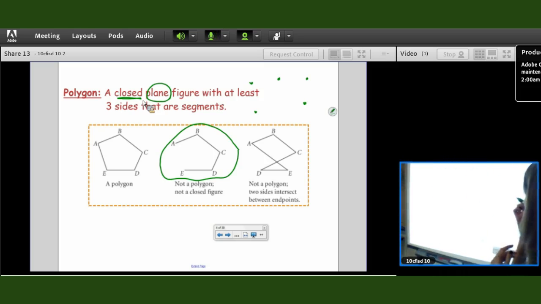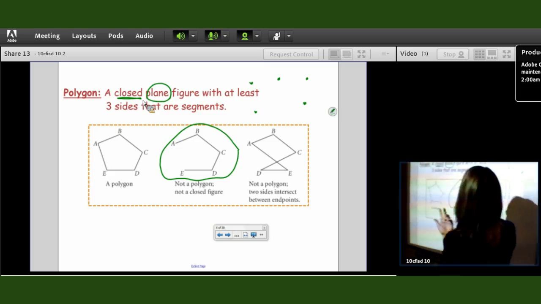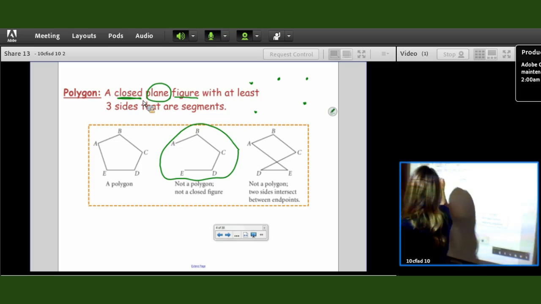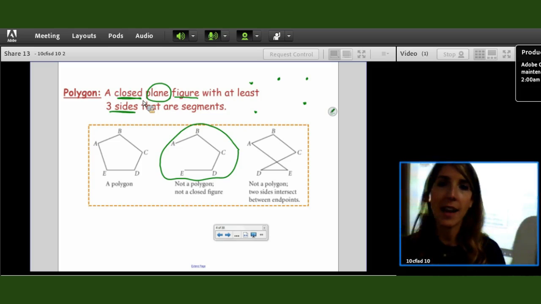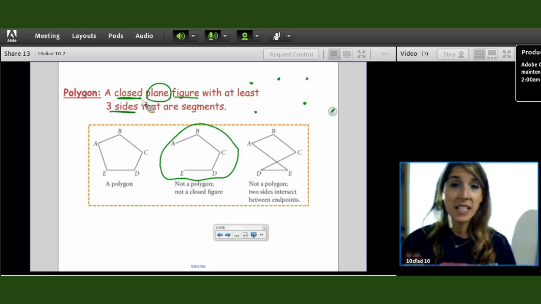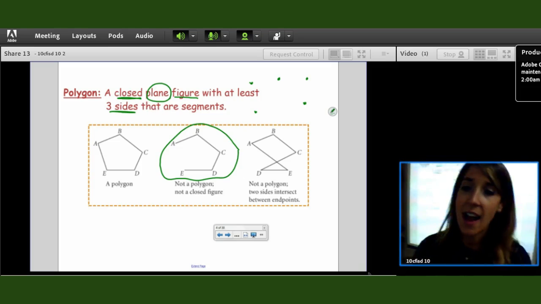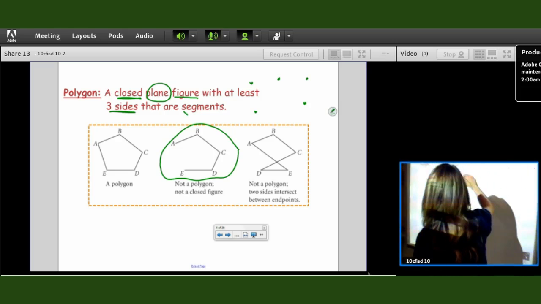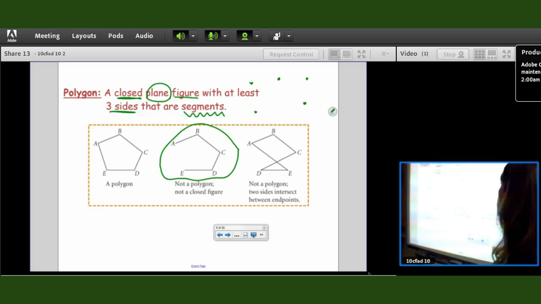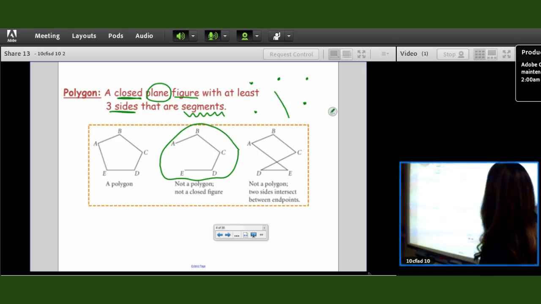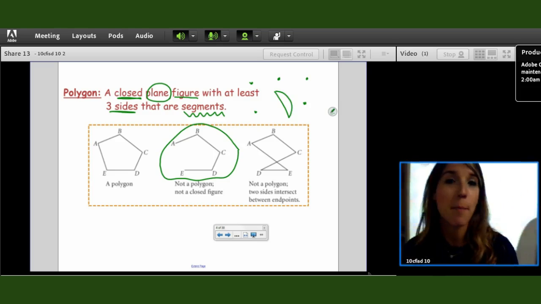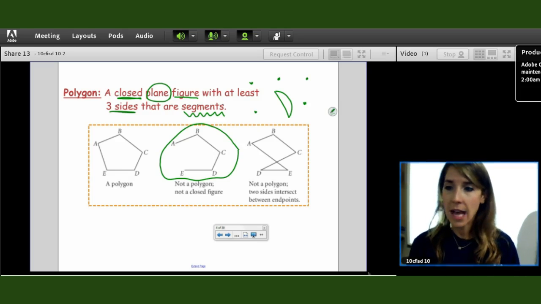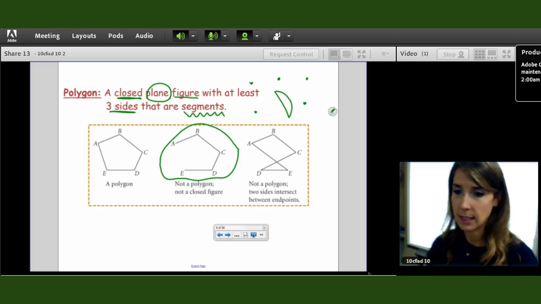Coplanar. All right. The next one is it's a figure, but that word doesn't really tell us much, with at least 3 sides. That's telling me the smallest polygon I can have is a triangle, but then it doesn't give me any limits after that. I guess I could have a polygon that has 1,000,000 sides. The sides must be segments. So no curves allowed in a polygon. That right there is not a polygon. It's a shape, it's a figure, but it is not a polygon because our sides need to be segments.